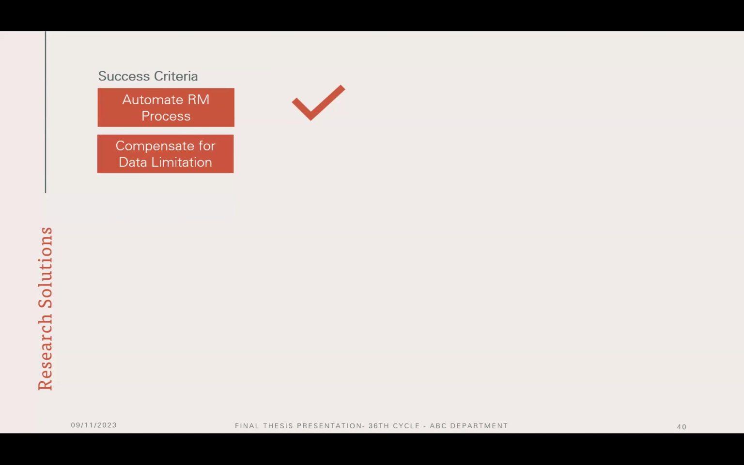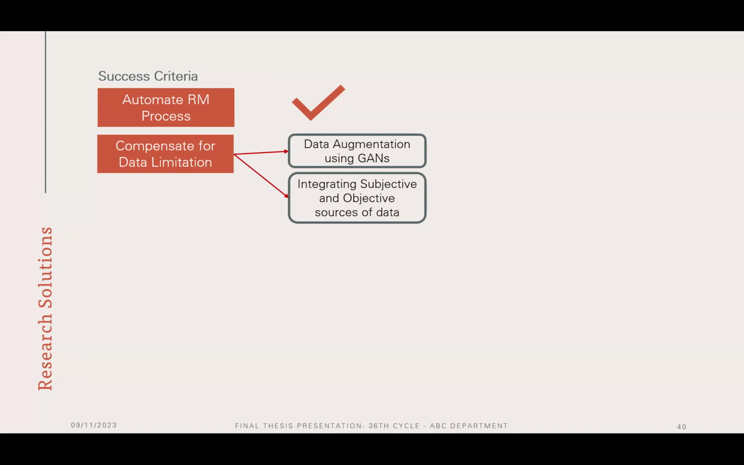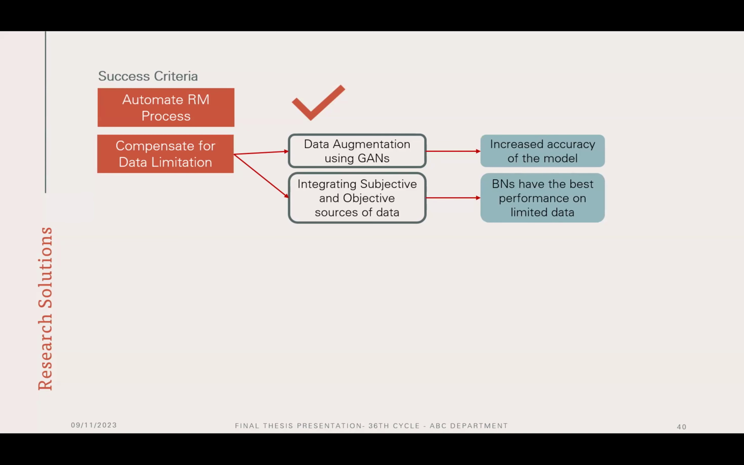To compensate for data limitation, which was a real problem that I think all of us will have when working with industry partners, I used data augmentation using GANs and integrating subjective and objective sources of data, which increased the accuracy of the model and performed better for limited databases.